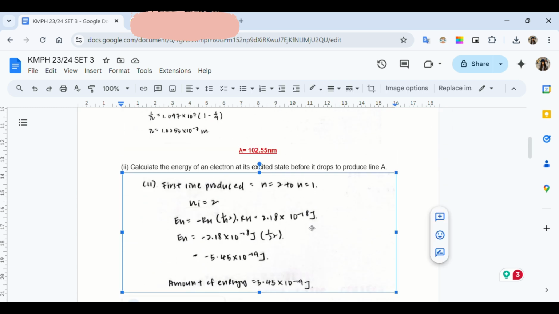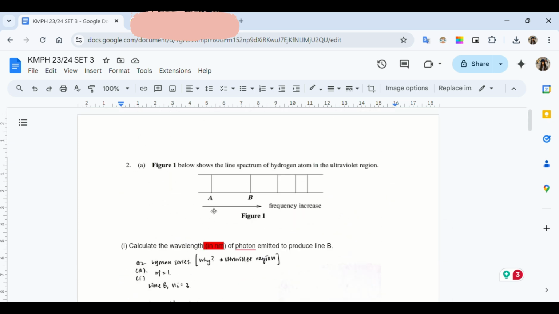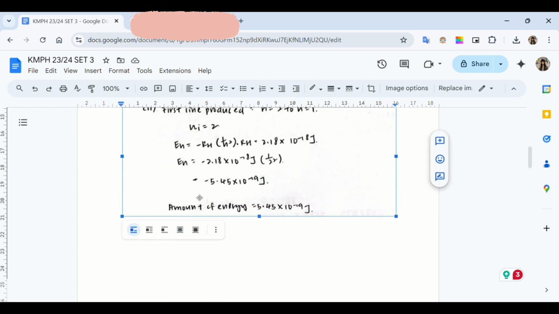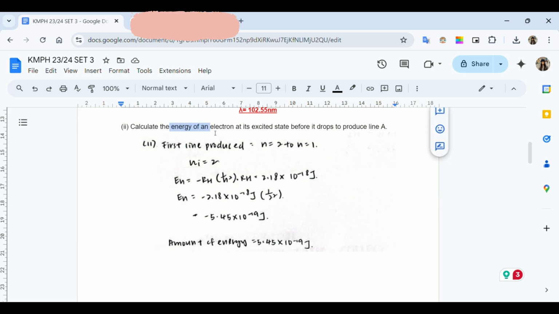So let's proceed to the second part of this question, which is to calculate the energy of an electron at its excited state before it drops to produce line A. So its excited state means the first line. So the first line produced will be n=2 to n=1. So the n initial will be equal to 2. And now we have to calculate the energy of an electron.